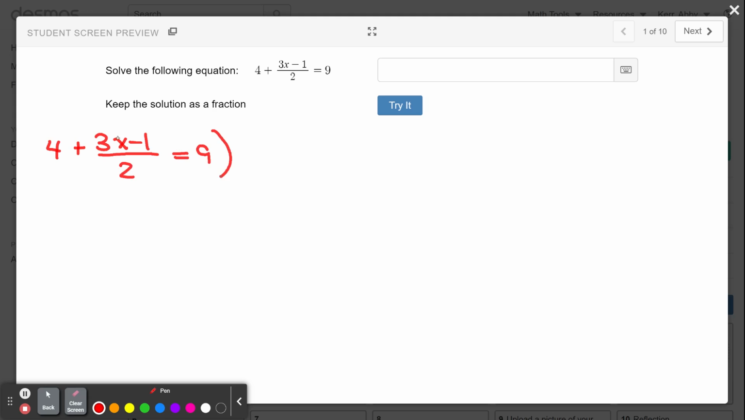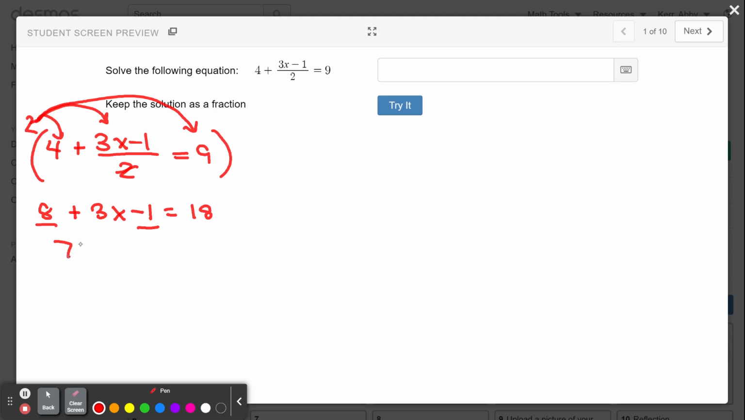Since we're dividing by 2, we can actually get that whole fraction to go away by multiplying by 2. So 2 times 4 gets us 8. 2 times this fraction actually wipes out the 2's, and we're left with the numerator, because 2 divided by 2 is 1. And then all the way over, 2 times 9 is 18. So if you chose to wipe out the fractions, totally fine. We're going to do 8 minus 1, which is combining like terms.